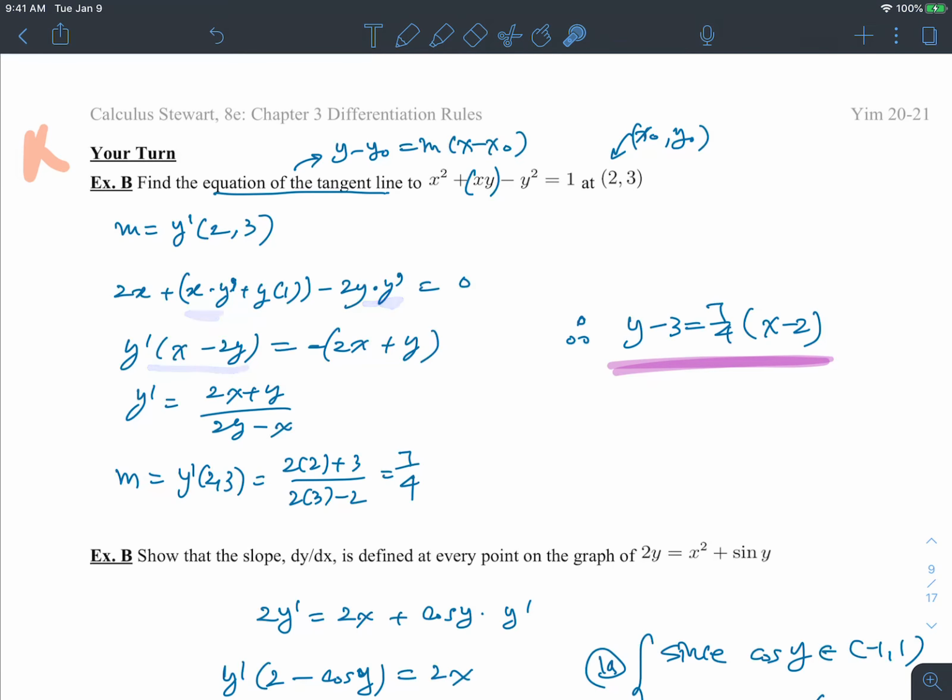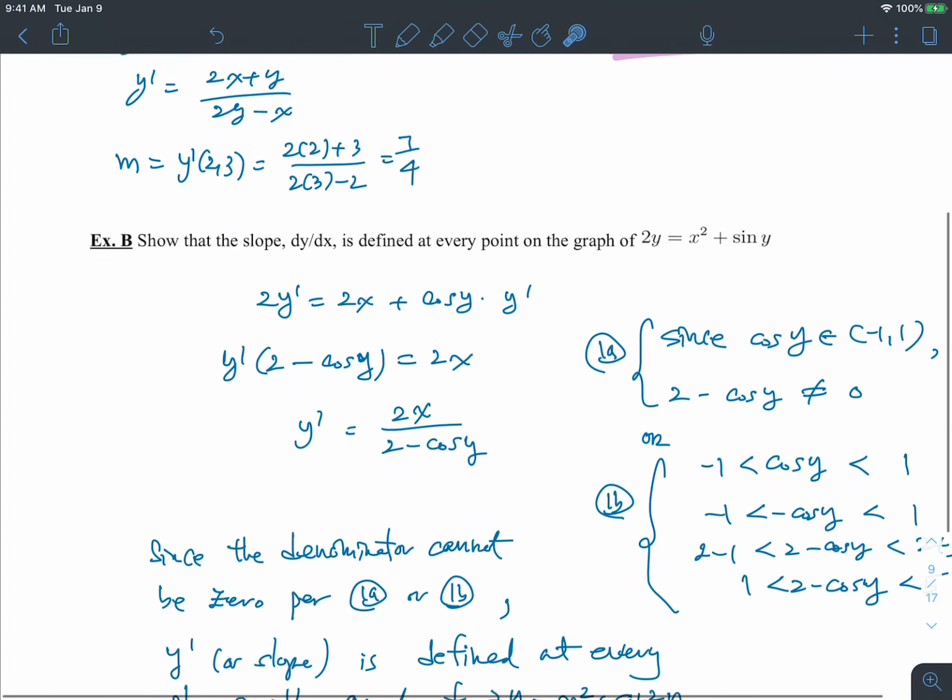Anyways, I combine the y prime terms on the left. I put everything else on the other side. I see that as negative. To get rid of it, I swap these two. Or you could think of it as multiplying by negative to both sides, right? And I got this. I plugged in 2 for x and 3 for y. What I did was 7/4. Plug it in. That's what I got.